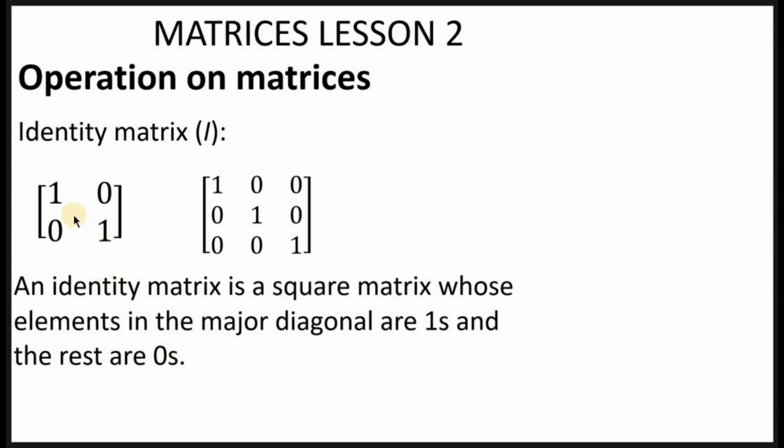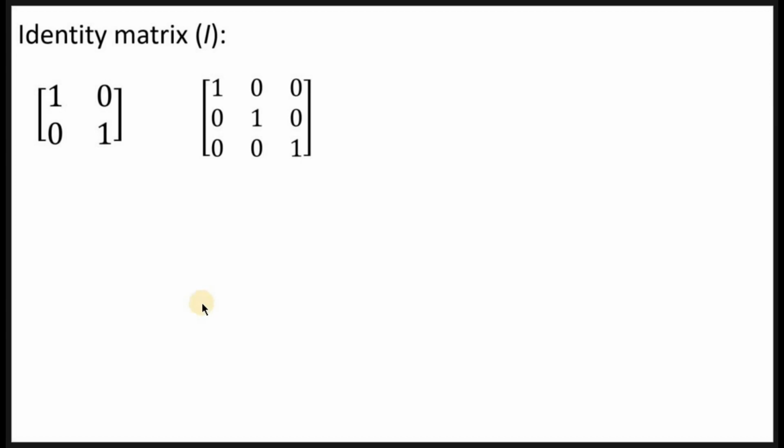So like this, this is a diagonal we call major, and this one is another diagonal we call minor. In this major diagonal we have ones, and in the rest we have zeros. Also here, this is the major diagonal where we have ones, and the other elements which are not in the major diagonal are zeros. So this is an identity matrix and this one is an identity matrix. This is what we are calling the major diagonal, and this one is what we are calling the minor diagonal.